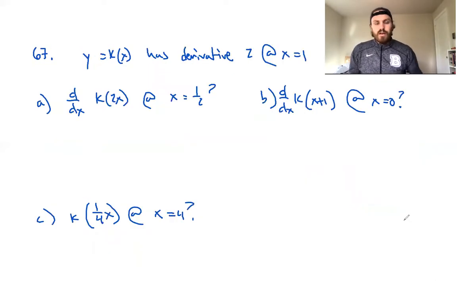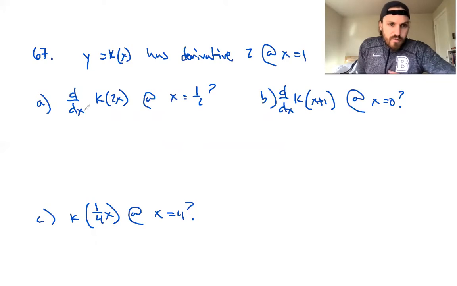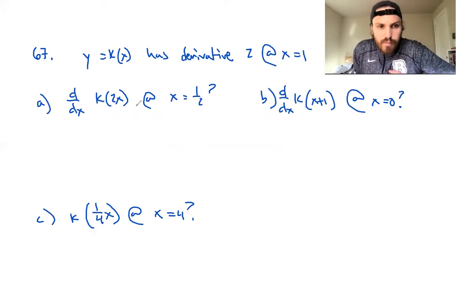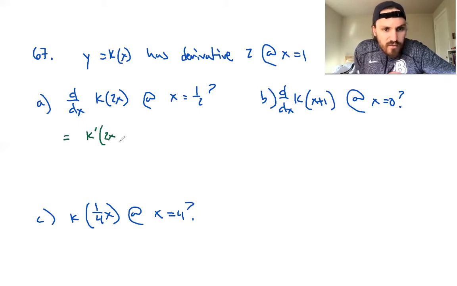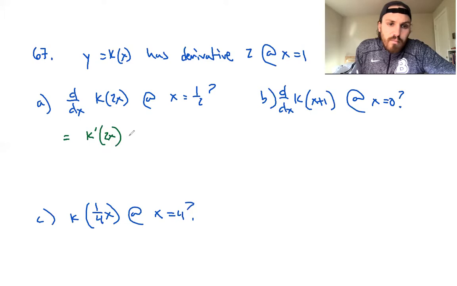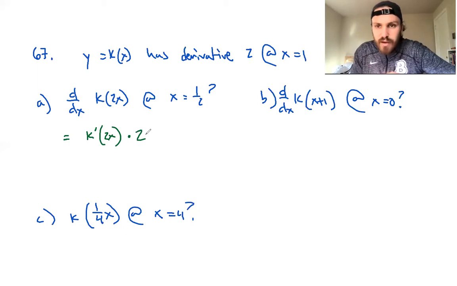Okay, 67, we've got a problem, and this is just making sure we understand this rule in a different sort of context here. It's saying y equals k of x has derivative 2 at x equals 1, okay? So they want us to find the derivative of k of 2x at x equals 1/2 and some other things here. So the first thing we need to do is take the derivative here. And so what we have is a composite function. So the derivative should be k prime of 2x, right? Because we're taking the derivative of the outer function with respect to the inner function, then multiply by the derivative of 2x, which is 2.